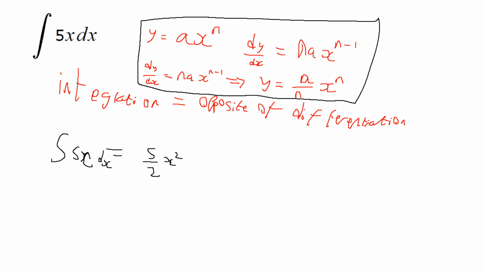Well, as you guys know, when we differentiate something, if there is a constant, we get rid of it. So it's going to be plus c. And that's very important that we add the plus c. Okay?